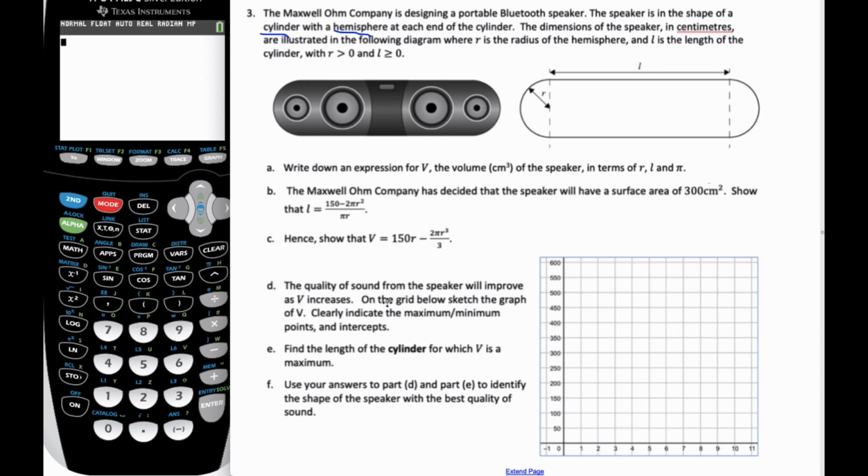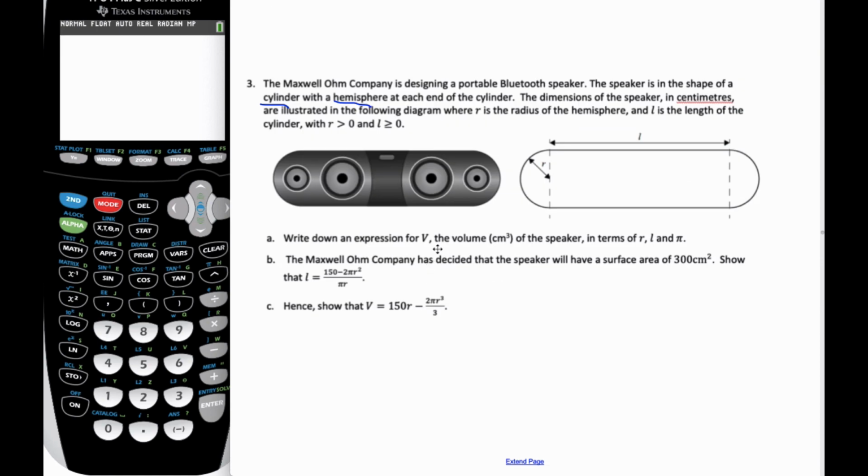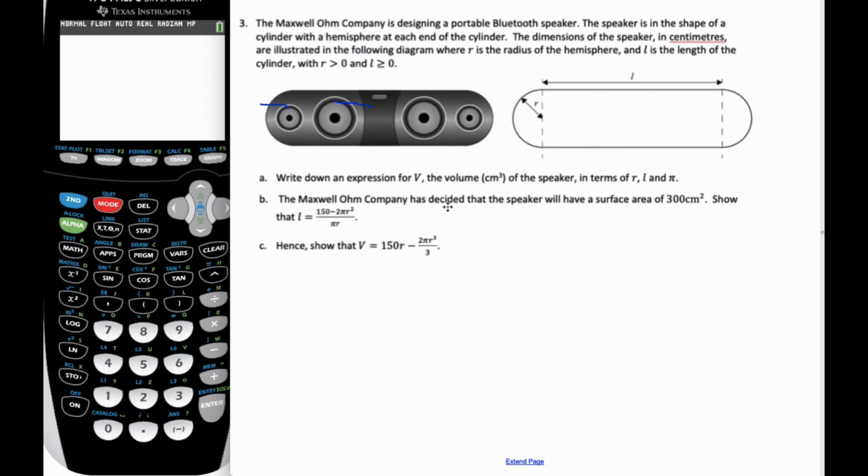Then we're going to have to sketch the graph of V below on the grid, indicating maximum and minimums, and then find the length of the cylinder for which it is a maximum. So we've got to find L. And finally, use parts D and E to identify the shape of the speaker for best sound quality. All right, so let's get into this problem. I'm going to delete this part of the scenario, so let us see what we can come up with here.